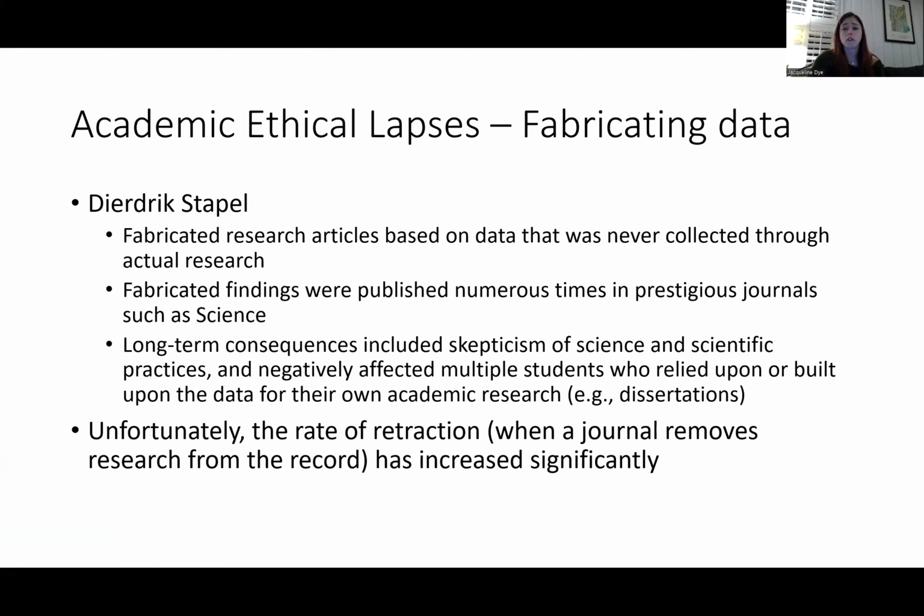And then for the students that were studying under this researcher who were working on their own research, they may have taken pieces of that data set or asked similar research questions, and they were using that information to reach their own academic markers, so working on their dissertation. And so it brought into question the validity or utility of whether they could actually use that information for their own projects. Unfortunately, the rate of retraction, which is when a journal removes research from their record and from their publications, has increased significantly in recent years.